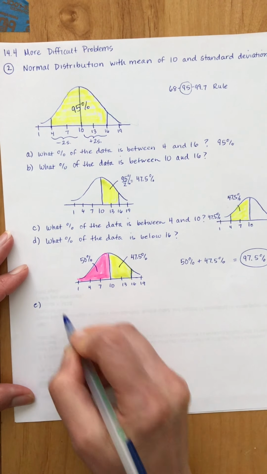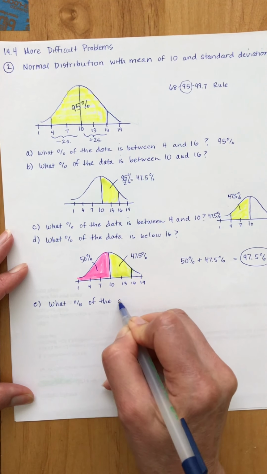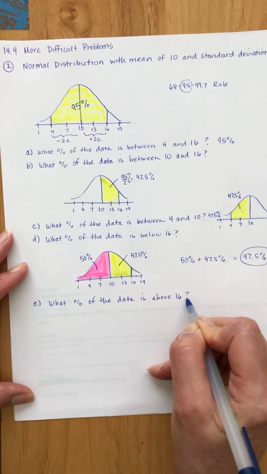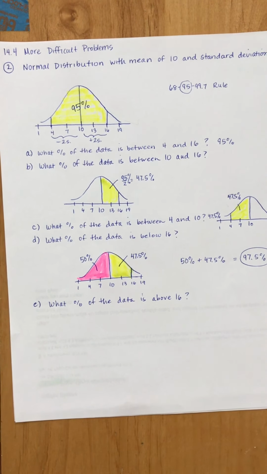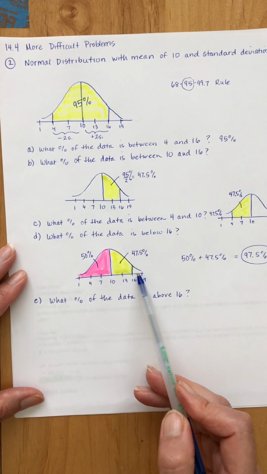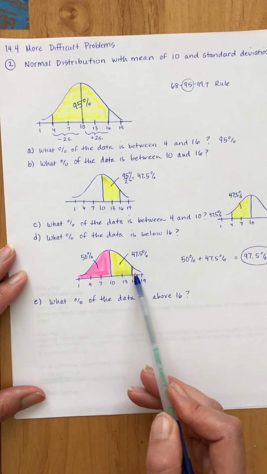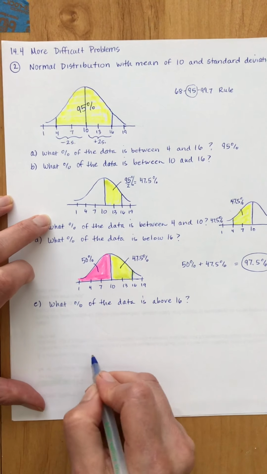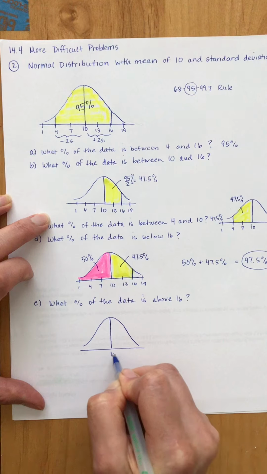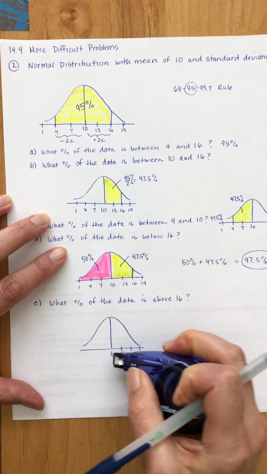Well, what do you think I'm going to ask you next? What percent of the data is above 16? Okay, now one thing we haven't talked about is look at the picture, and you should be able to make like a guess at it. Does it look like there's very much above 16? No. You've already got 97.5% shaded, so what has to remain there? Well, let's draw another picture. So here we have 16. Oops, not 16. 10.